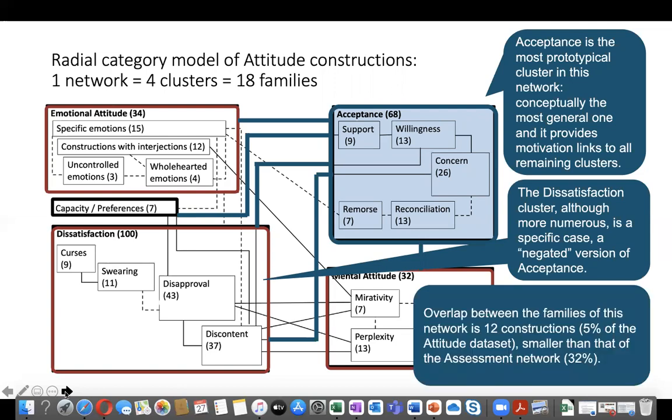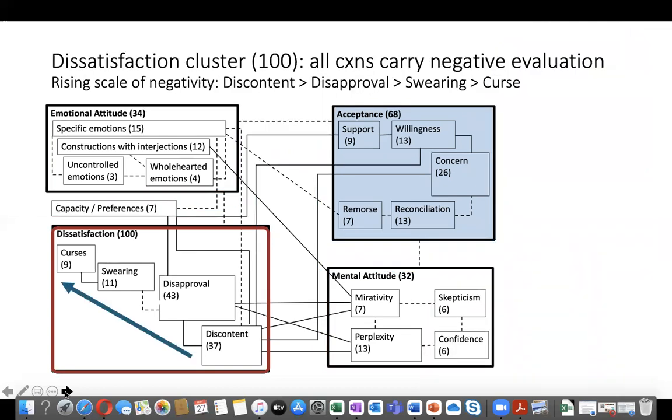Only 12 constructions, 5% of this data set, belong to more than one unit in this network, showing that the amount of overlap between the families is much smaller here than in the assessment network. The largest group of attitude constructions express various kinds of dissatisfaction. All constructions of this cluster carry negative evaluation and constitute four distinct families that form a rising scale of negativity, from discontent to disapproval, swearing, and curse.